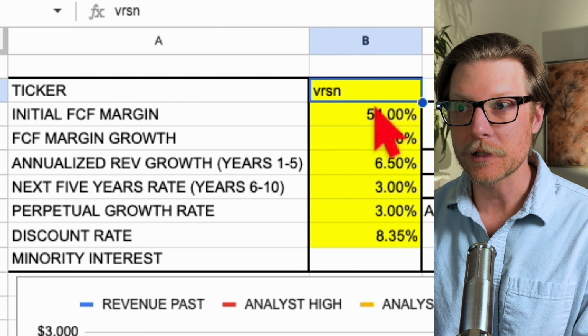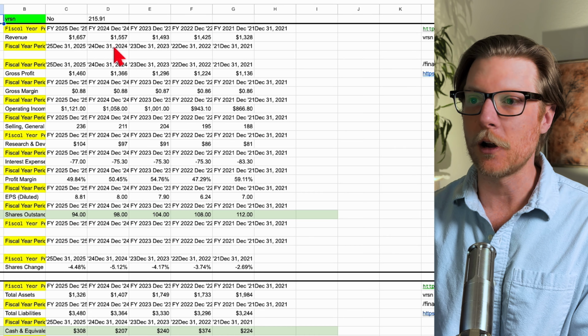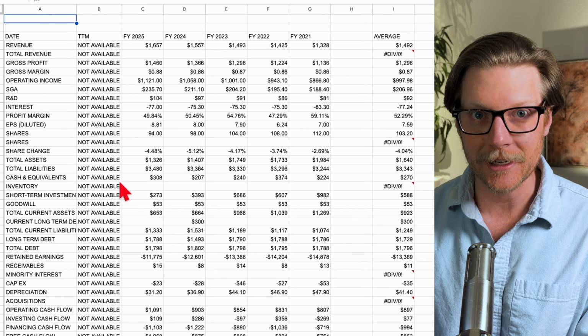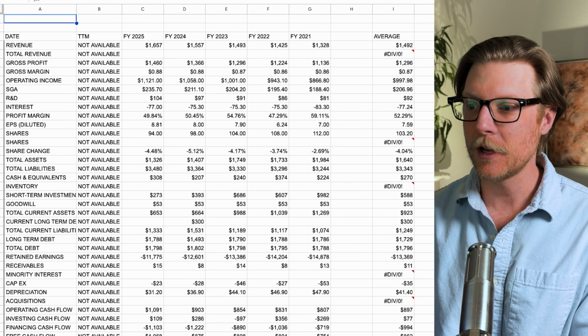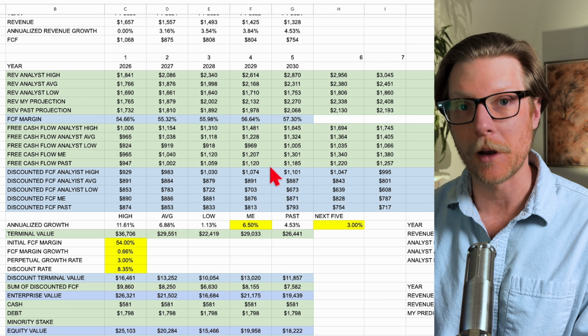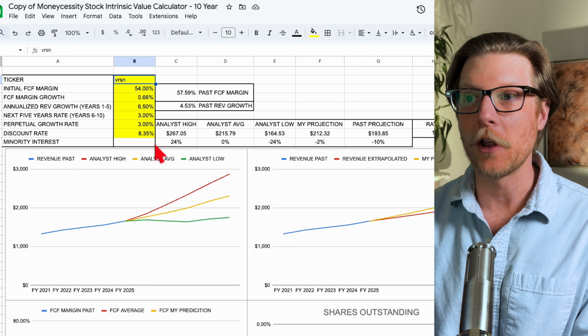The way it works is I type in the company's stock ticker at the top. It automatically pulls all of the relevant information off of the internet, and then in the next tab, formats that data into nice rows and columns. On the next tab after that, it performs the discounted free cash flow valuation calculations, and then finally it spits all of that information out on the dashboard.